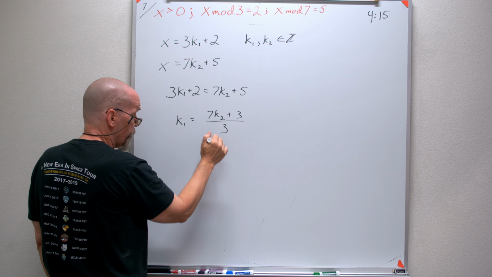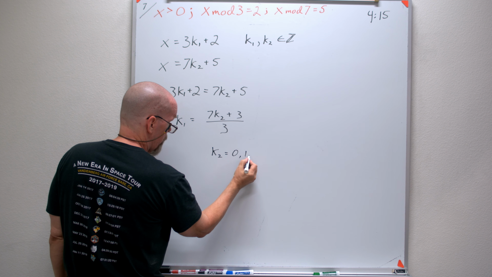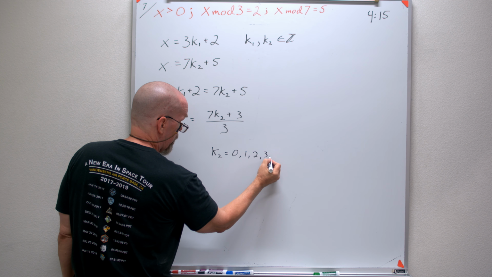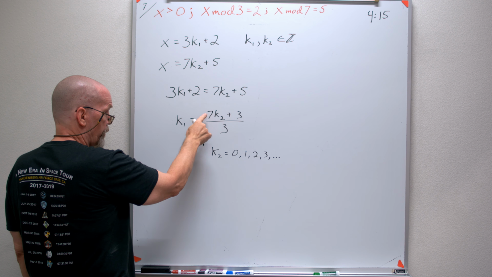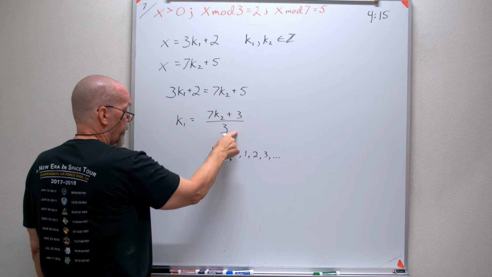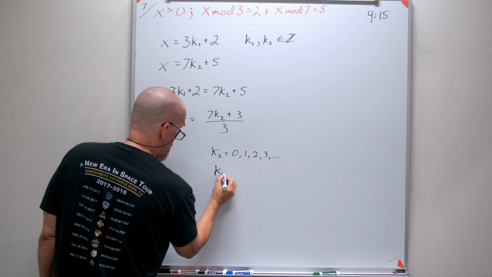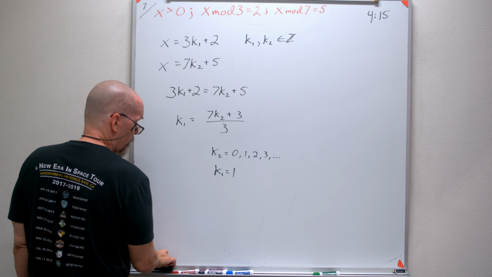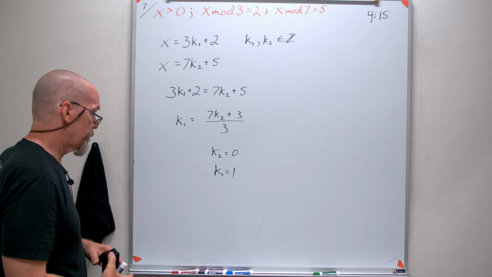7 times 0 is 0. Because k2 might be 0 or 1 or 2 or 3. I'm looking for the smallest values. If I plug in a 0, 0 times 7 is 0 plus 3 is 3. 3 divided by 3 is 1. Oh, 0 works. So I can just try those numbers and see which ones give me integer values for both of them.